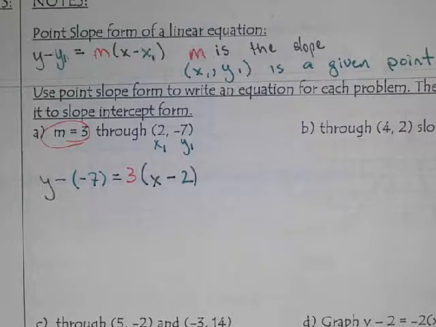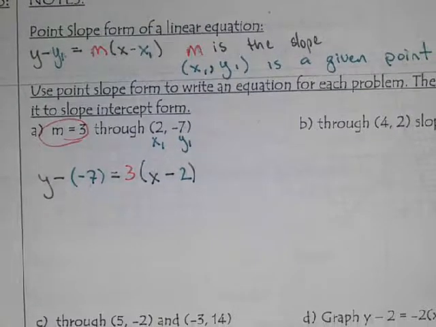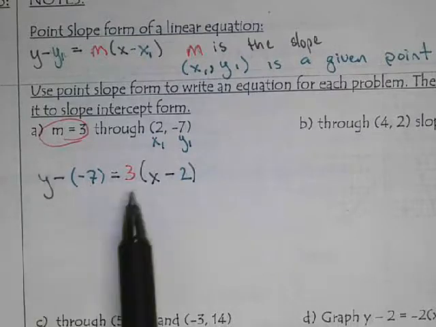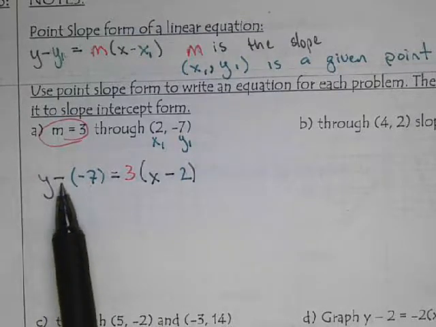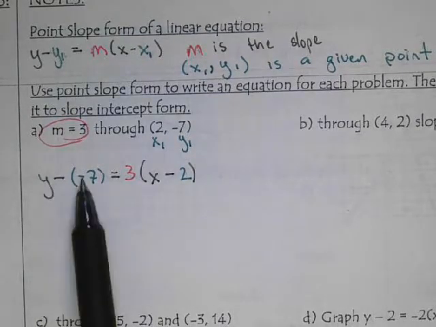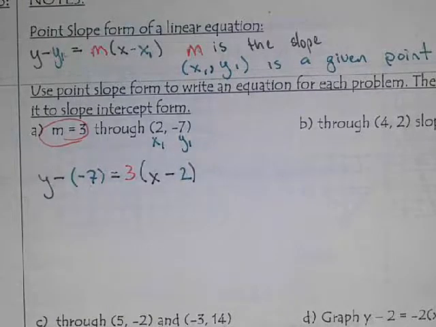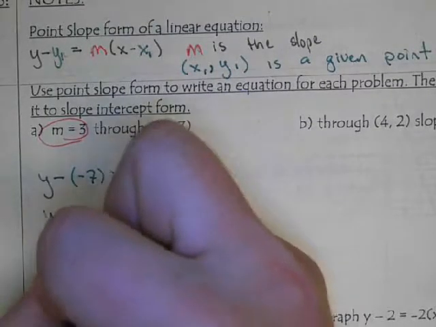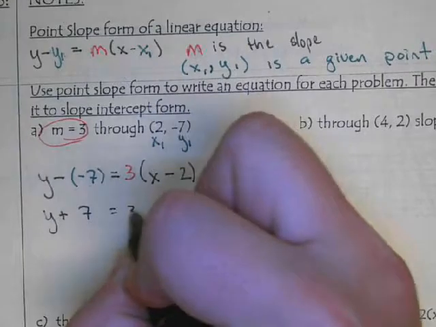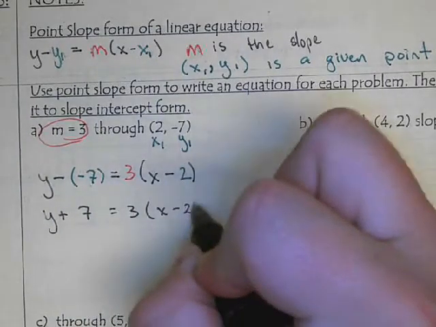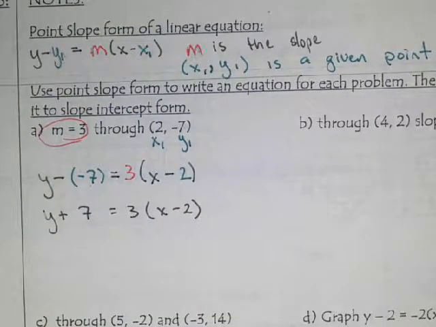Now we would like to clean this up just a little bit. The only bit I like to clean up is so I don't have minus and minus. So minus a negative number ends up becoming a plus sign. So we just end up with y plus 7 equals 3 times x minus 2. And that's it.